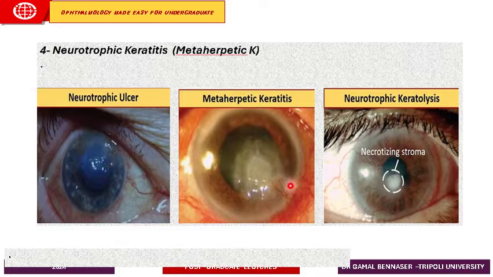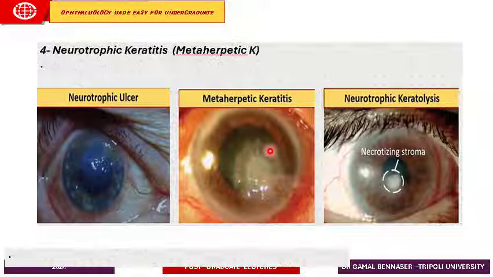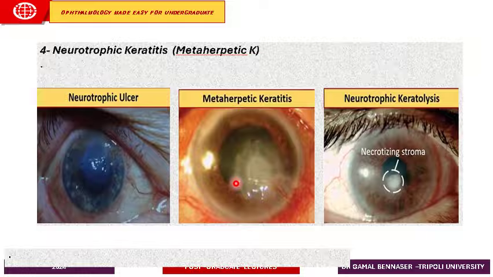And you can see clearly here the new vascularization, which indicates chronicity, in the presence of ulceration. And usually the patient has no pain. The surprising thing is that you will find a large ulcer in the cornea, but the patient is not complaining of any pain. This is to differentiate it from an important ulcer, which is exposure keratitis.